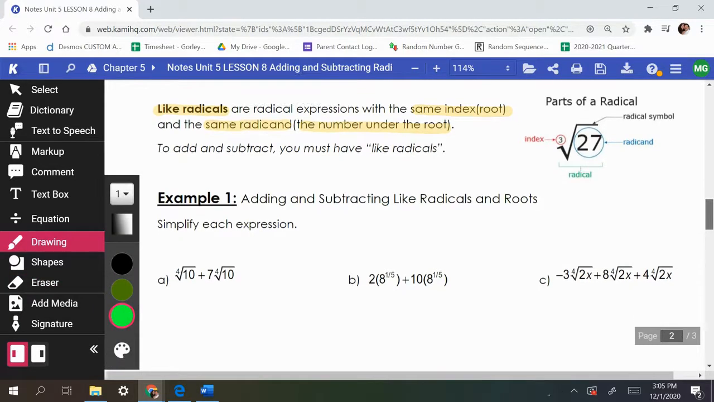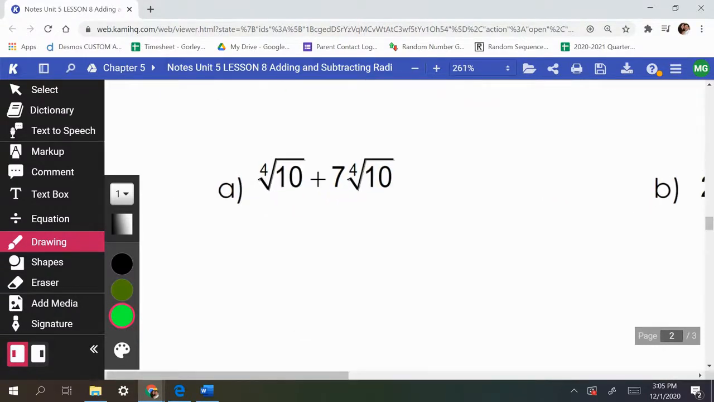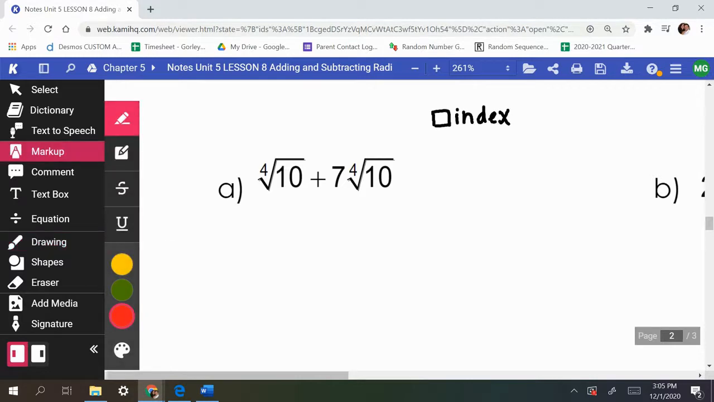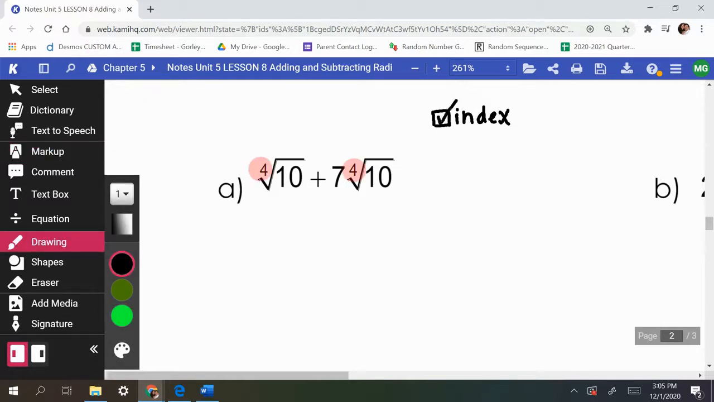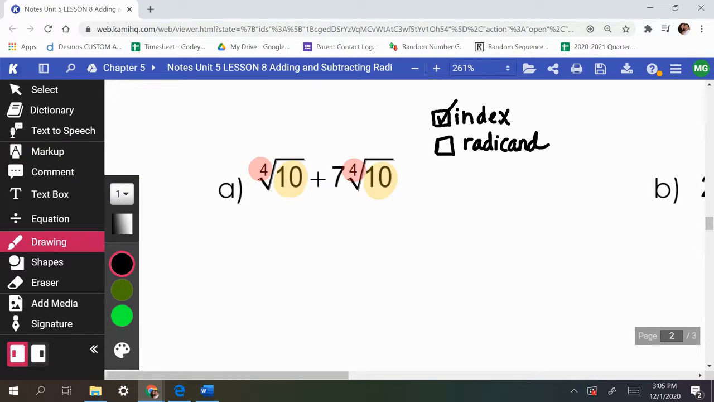Okay. So now we know what an index and a radicand are. Let's go ahead and start with example 1 where we're adding and subtracting like radicals. So in part A, are these like radicals? Do they have the same index? Well, let's look. In both cases, the index here is the fourth root. So yes, they have the same index. And then we need to also look at the radicand and make sure that the radicand is the same. Is the expression underneath the radical the same? Here is 10 and here is 10. So yes, those are the same as well.